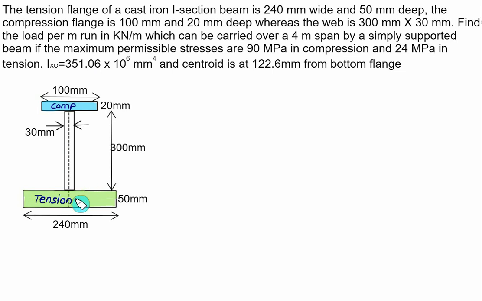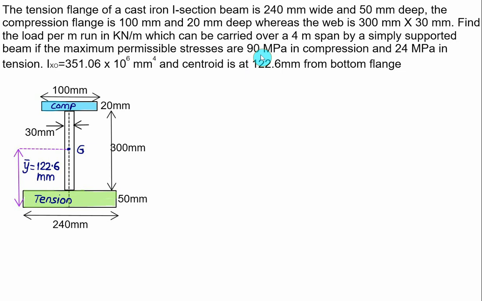So the centroid will lie on this vertical symmetrical axis. Exactly at this point we have the location of the centroid, let it be represented by G, and this is the value of y bar, and the y bar from the bottom edge is at a distance equal to 122.6 mm. We have a compressive stress on the top flange and a tensile stress in the bottom flange, but which value is valid, that you have to first identify.